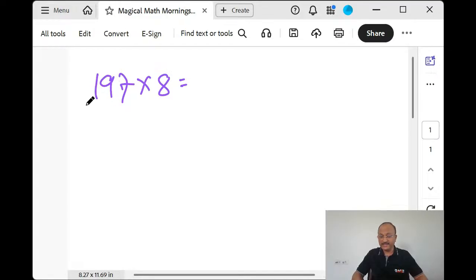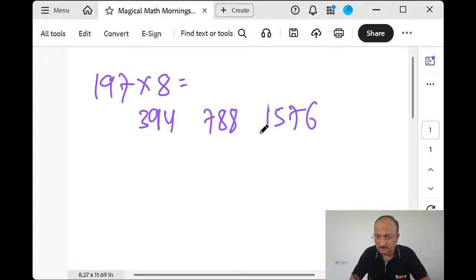Yes, 197. What we always consider is thinking in terms of doubling this. 197 doubled is 394. Then 788. Obviously then it is 1576. Correct? 1576 is the perfect answer.